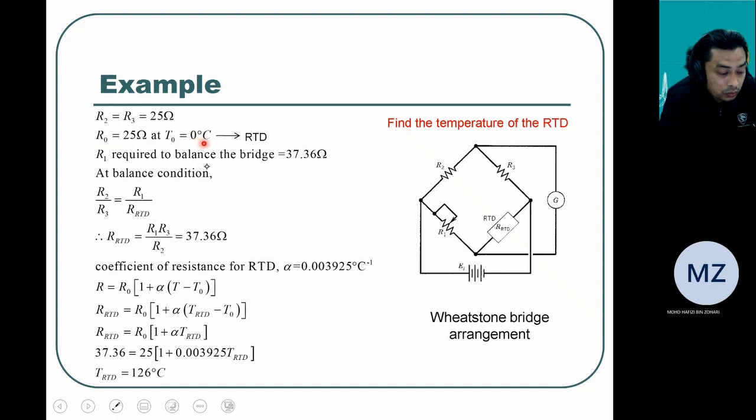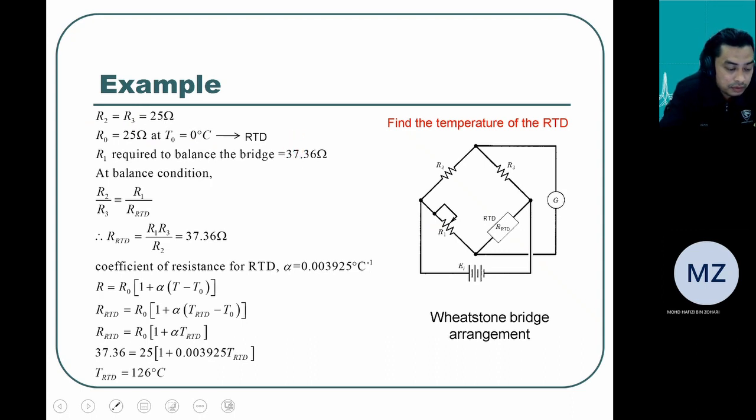Just with the... so R1 is the variable resistance. To make sure that G is zero, we adjust R1, and after we adjust and look at G is zero, we found that R1 is equal to 37.36. So we know that R2 and R3 are fixed at 25 ohm, and then R1 is this one.